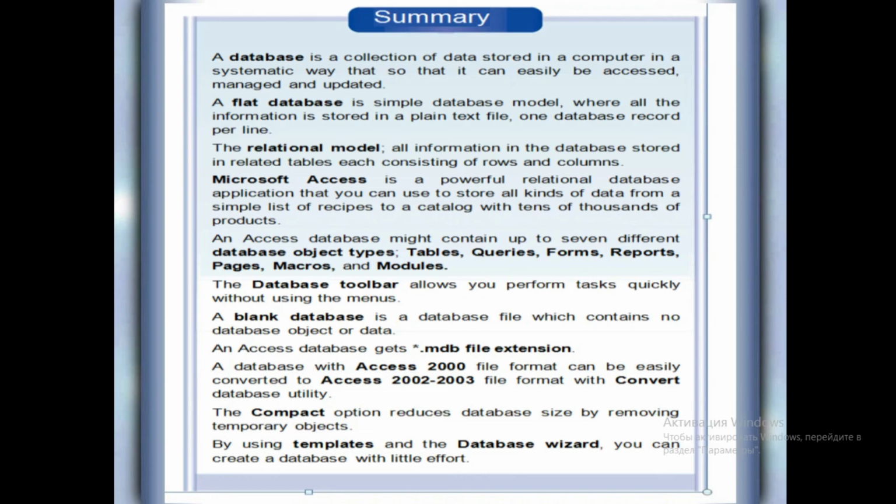A database with Access 2000 file format can be easily converted to Access 2002 or 2003 file format with the Convert Database utility. The compact option reduces database size by removing temporary objects. By using templates and the database wizards, you can create a database with little effort.